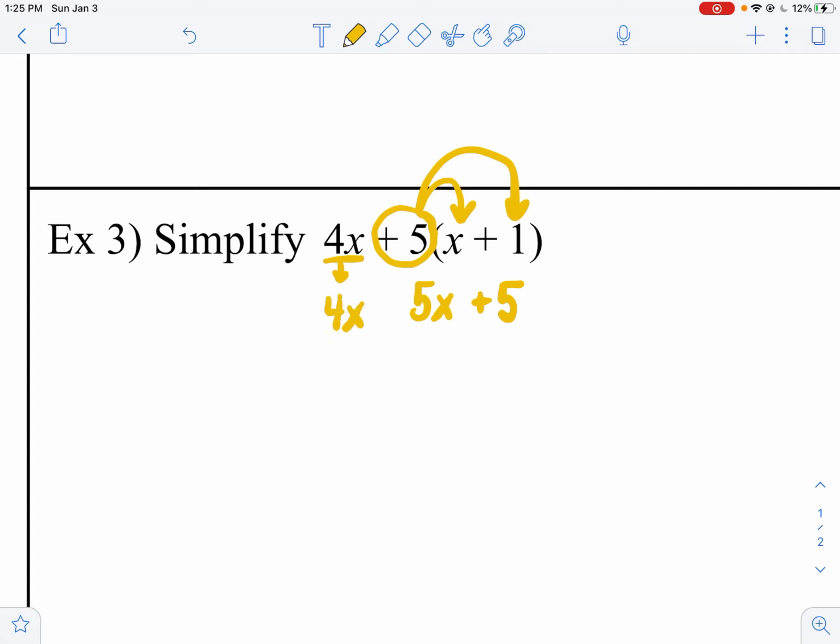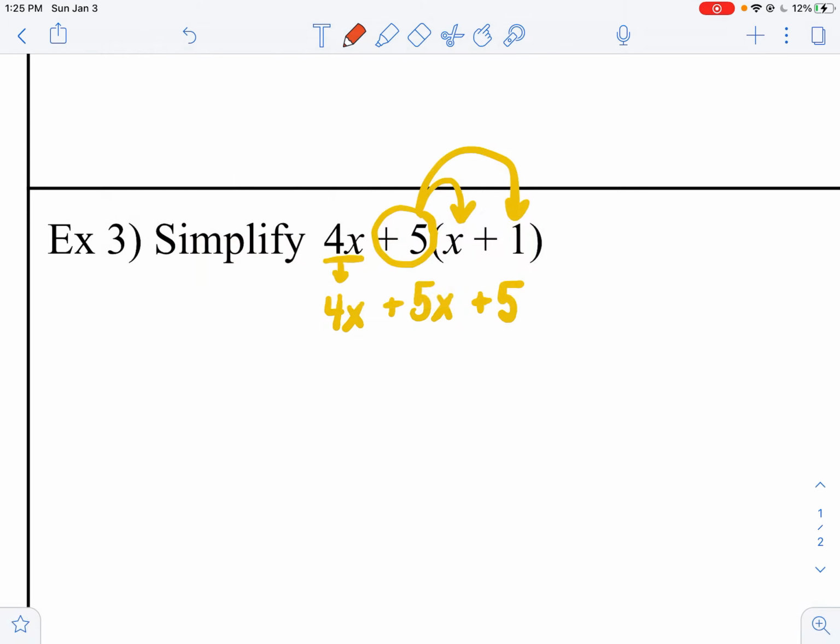Okay? Now, we also have to have a sign here. We can't just leave a space like that. That 5x is really a positive 5x. Because if I just said the number 5, you know I'm talking about a positive 5. In order for it to be a negative 5, I have to say negative 5. But if I said 5, I really mean positive 5.